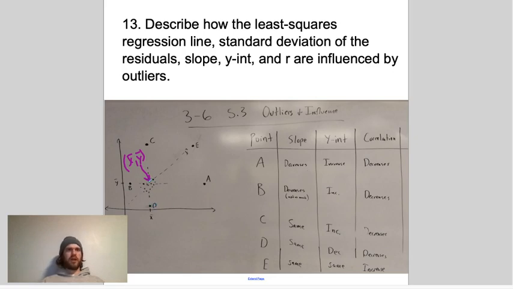Point D is right on x bar, and so it's not really going to want to tilt the line much at all. What it's going to want to do is bring the line down. It probably won't bring it down that much, but you would expect that it's going to change the y-intercept slightly. And then similarly, C would bring that line up just a smidge.